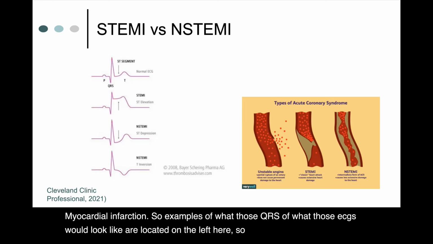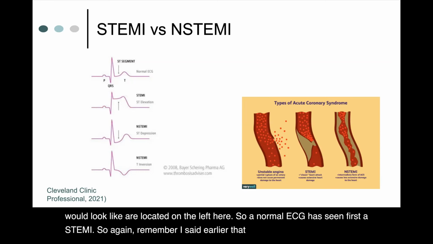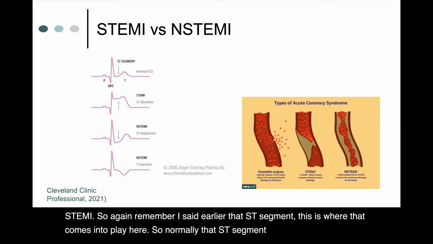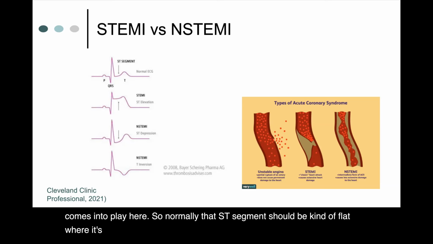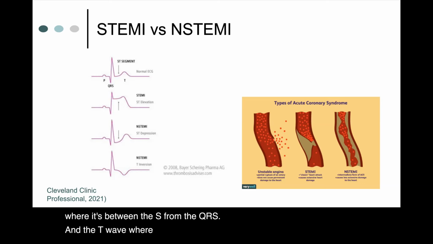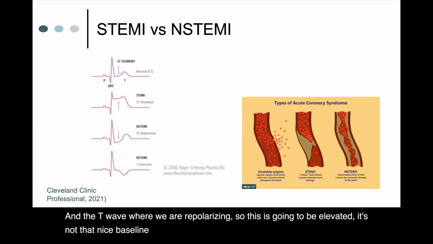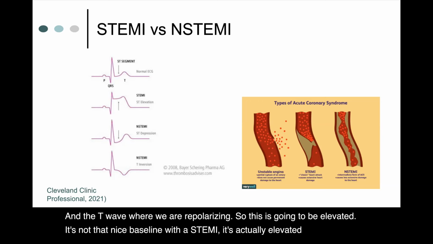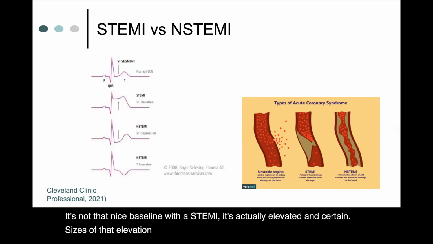So a normal ECG is seen first, then a STEMI. So again, remember I said earlier that ST segment, this is where that comes into play here. So normally that ST segment should be kind of flat, between the S from the QRS and the T wave where we are repolarizing. So this is going to be elevated. It's not that nice baseline. With a STEMI, it's actually elevated, and certain sizes of that elevation also are taken into account when they're trying to see how severe the STEMI is.